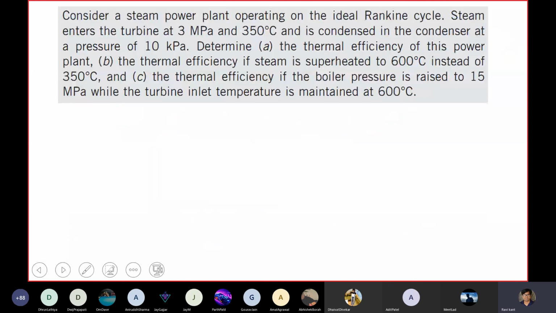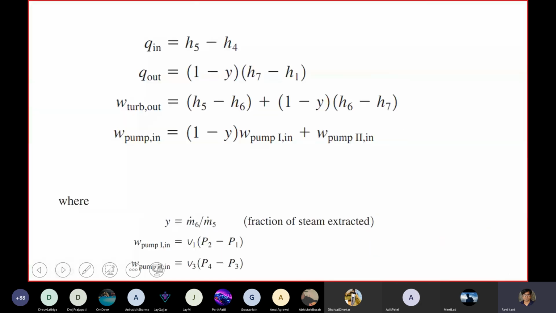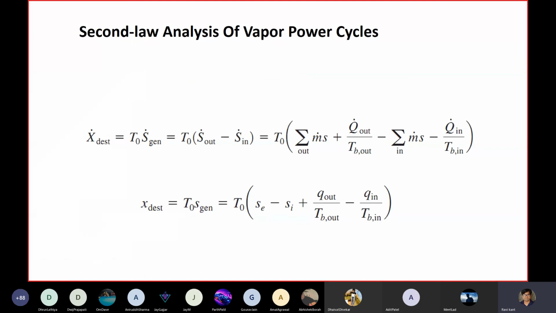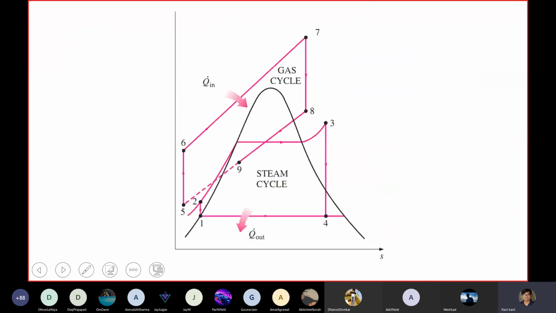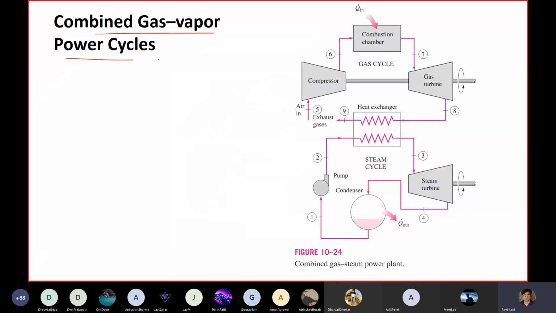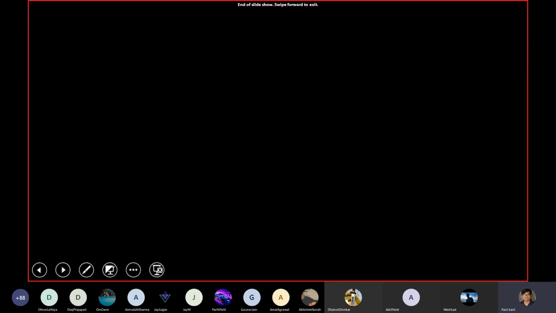So in the next class, we will take up one example and we'll talk about something called the regenerative Rankine cycle. And what else? Second law analysis of vapor power cycles we'll see. And then cogeneration, there is one more good topic. Then there will be one more topic, combined gas and vapor power cycles. There are 2 separate modules, gas power and vapor power, which will be combined in some form, and we'll talk about it in the combined gas power cycle. This is also important, and this will finish our chapter.